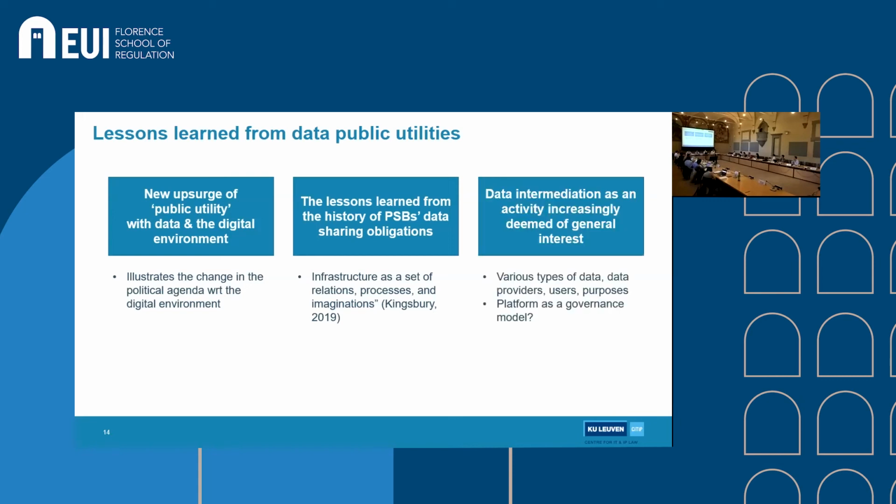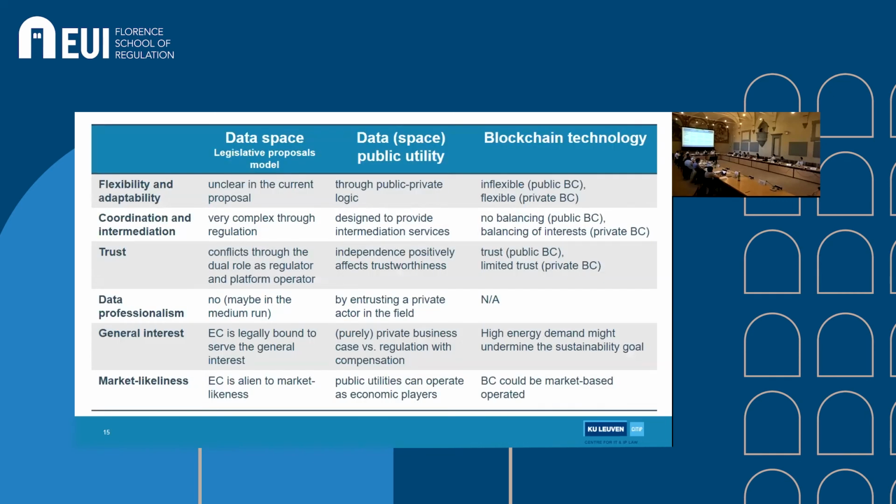Third and final, and I think it links to the presentation of Matthias and Juan, we can see here that although we have different types of data public utilities at stake, the one thing that is common to all of them is that intermediation and coordination are expected to be the core of their activity. We have different types of data providers, users, and so on. But in any case, it's about coordination. So it raises the question whether platforms are the appropriate governance model. And most of the time it's platforms, of course, that are looked at as the relevant governance model. Then I will give the floor to Rene again.